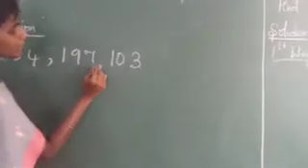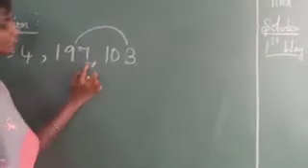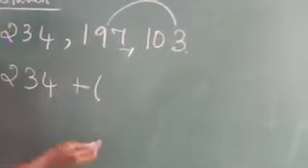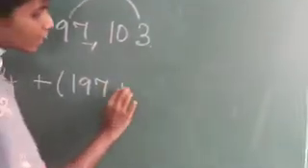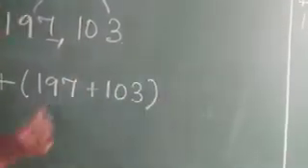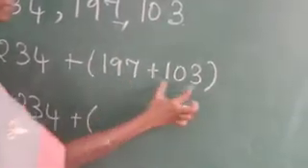Before that, you see it is easier to first add these two numbers, because in the unit digit place we are having 7 and here we are having 3. So 7 plus 3 is how much? 10. So if you add these two numbers it becomes easier. For this, what I am going to do is group these two numbers, that is 197 and 103. So you keep 234 as it is and you first add these two numbers.